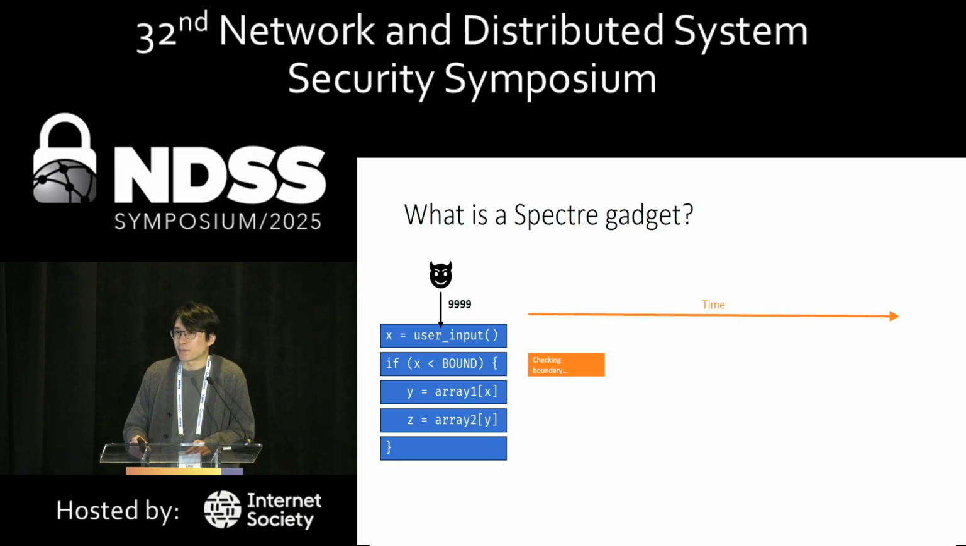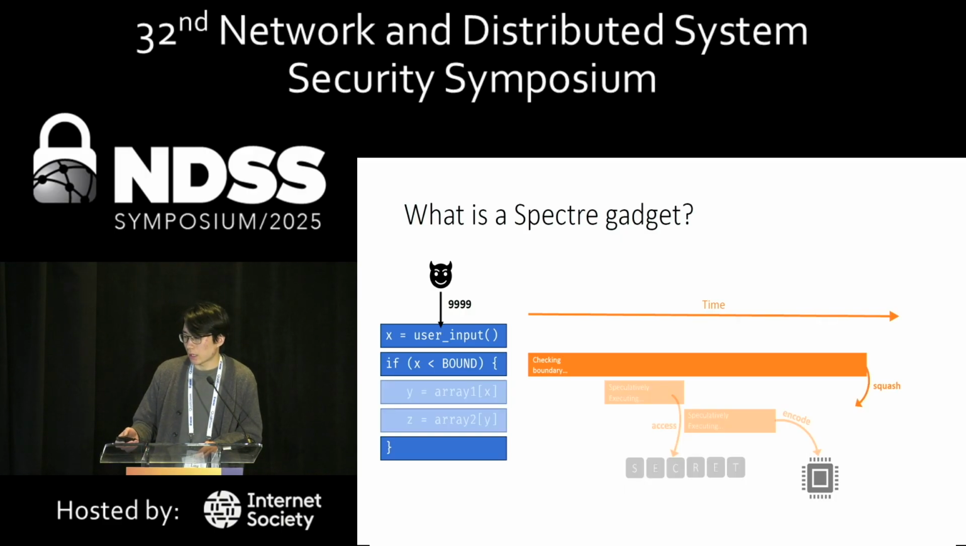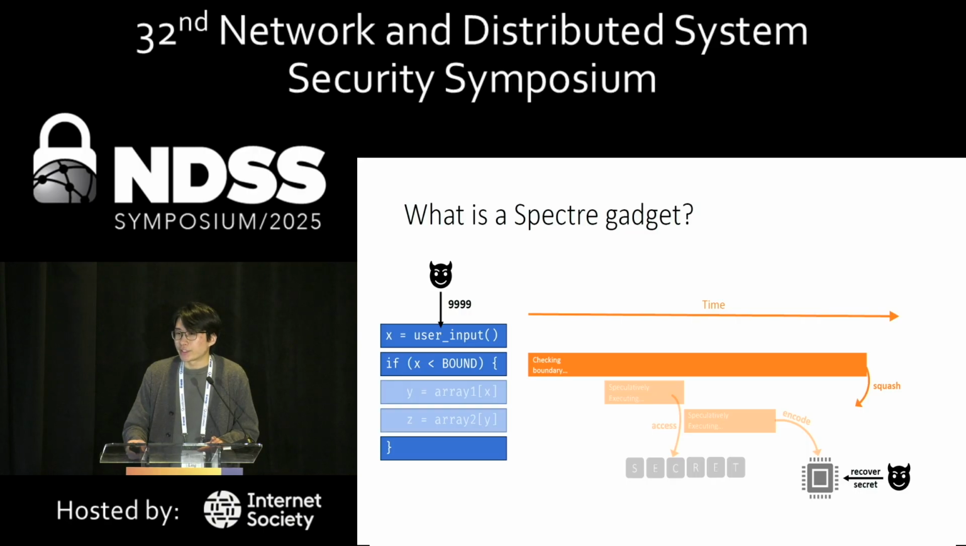This is vulnerable to Spectre attacks because if the conditional branch takes a long time to execute, the CPU would speculatively execute the two memory accesses, which might access some secret data, and then encode that secret data into some CPU side channels. Later, when the CPU finally figures out that this was a wrong prediction, it would recover all the CPU architecture states. However, the side channel information remains, which allows the attacker to recover the secret later.